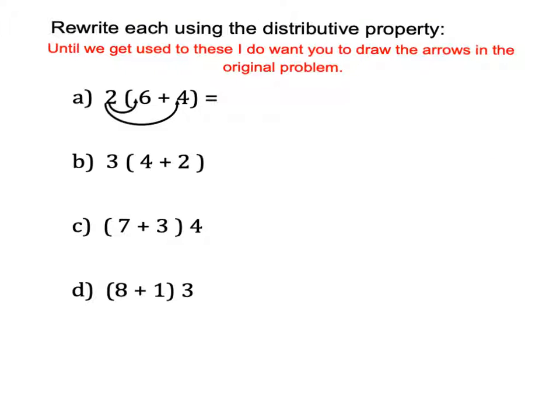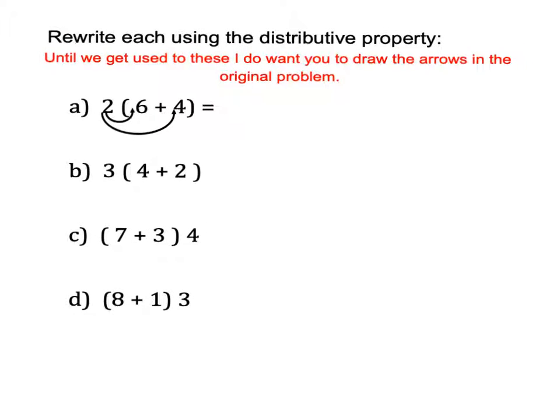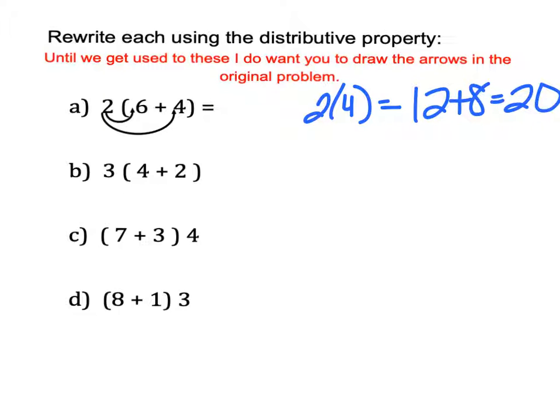Now that we know what the distributive property is, let's use it to rewrite these problems. Again, like it says in the red, I want you to use the arrows until we get really good at it. So rewriting it, we're going to hand out the 2 to the 6, and then we'll hand out the 2 to the 4. And you can simplify it. It helps check answers.